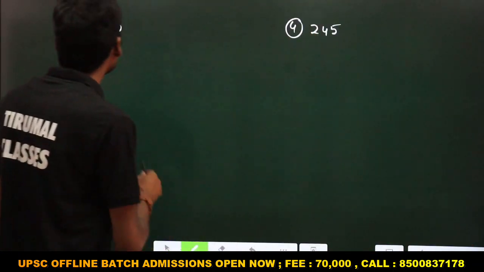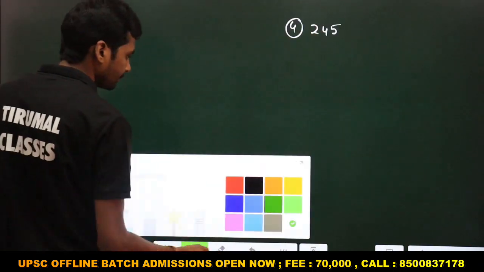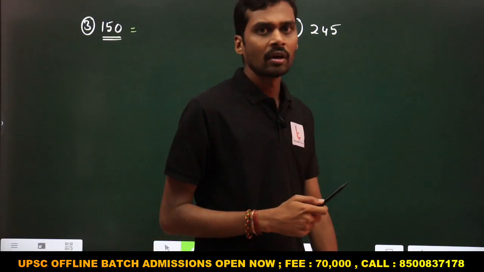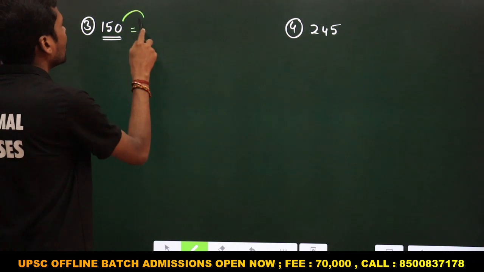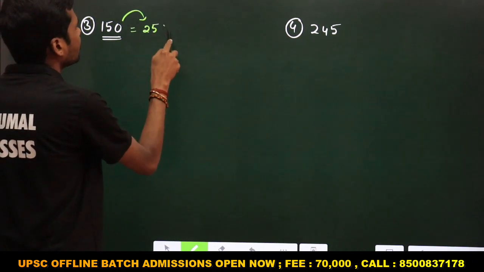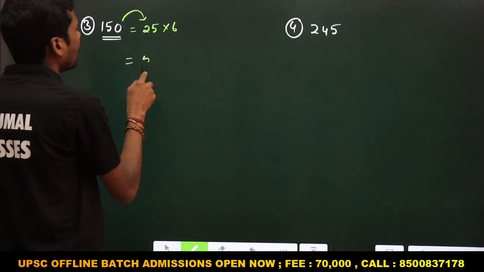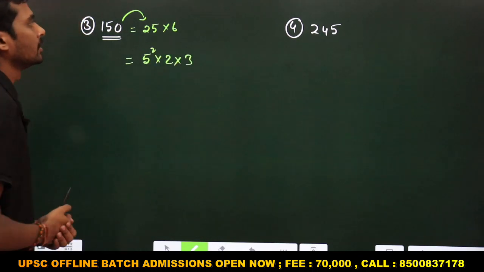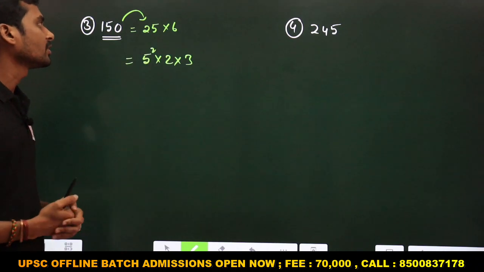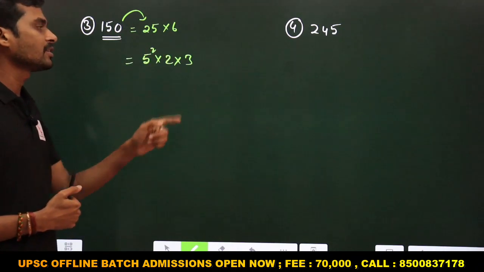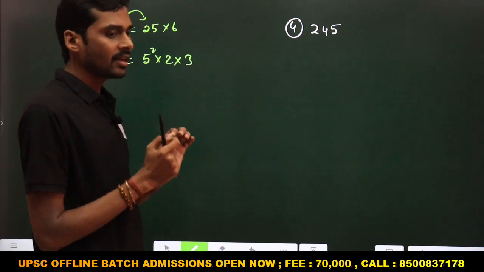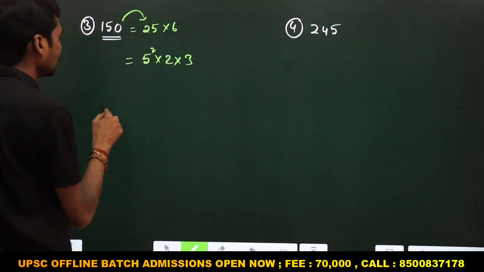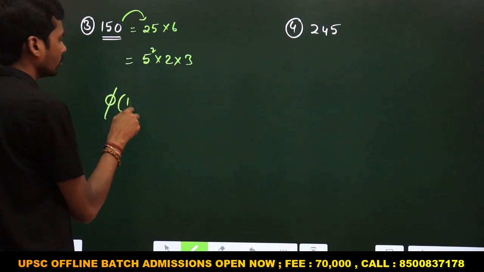Let's take another example, 150. Immediately write the number 150 as what? 25 6s are 150, so we have 5 square into 2 into 3. 25 is 5 square, and 6 is 2 into 3. First thing, immediately write the number as a product of different prime numbers. I wrote it, and after that, pi of 150 value.